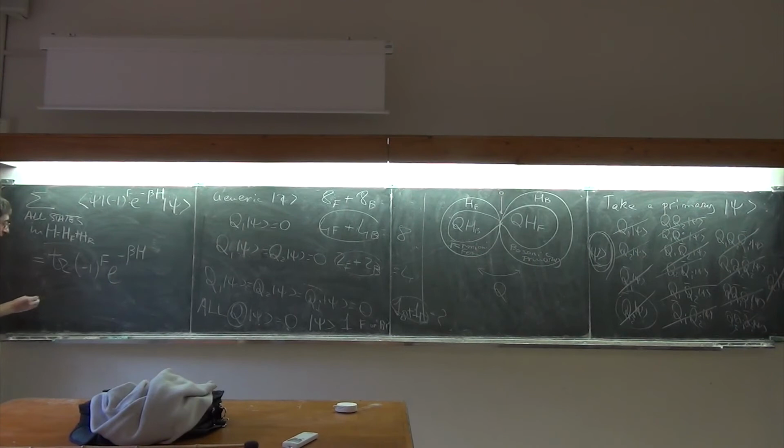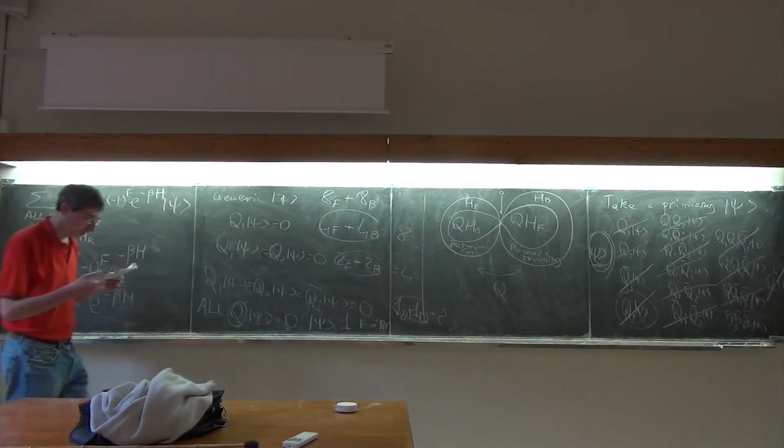By the way, now you have seen what the supertrace is, and this can also be written as the supertrace of e to the minus beta H. You can also write it this way. This is the definition of the supertrace: it's a trace where you take a minus sign if you're doing it over a Fermi state. So what happens now if you do these things?